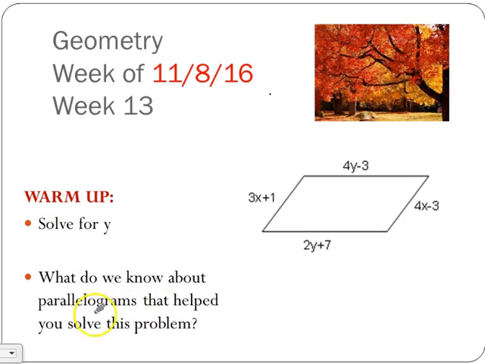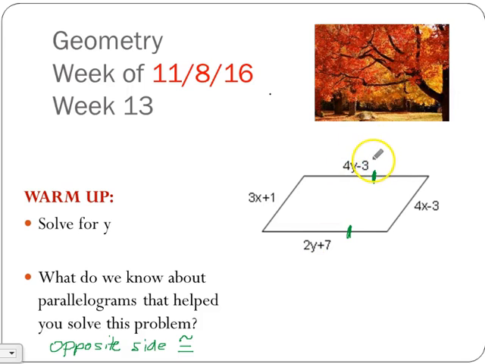All right, so what do we know about parallelograms that's going to help us solve this problem? We learned last week that the opposite sides of parallelograms are parallel. We also learned that the opposite sides of parallelograms are going to be congruent. So if we know the opposite sides are congruent, then this side here has to be congruent with this side here. I'm going to put a tick in those two sides, because one tick on each of those sides lets us know that those two sides are congruent.